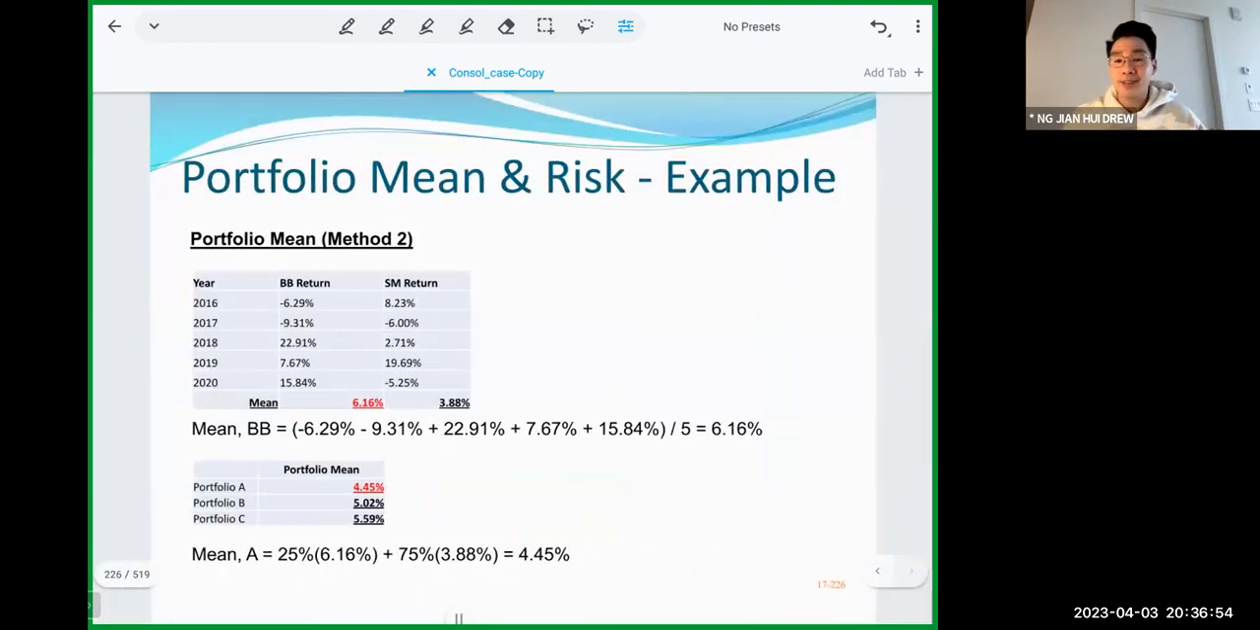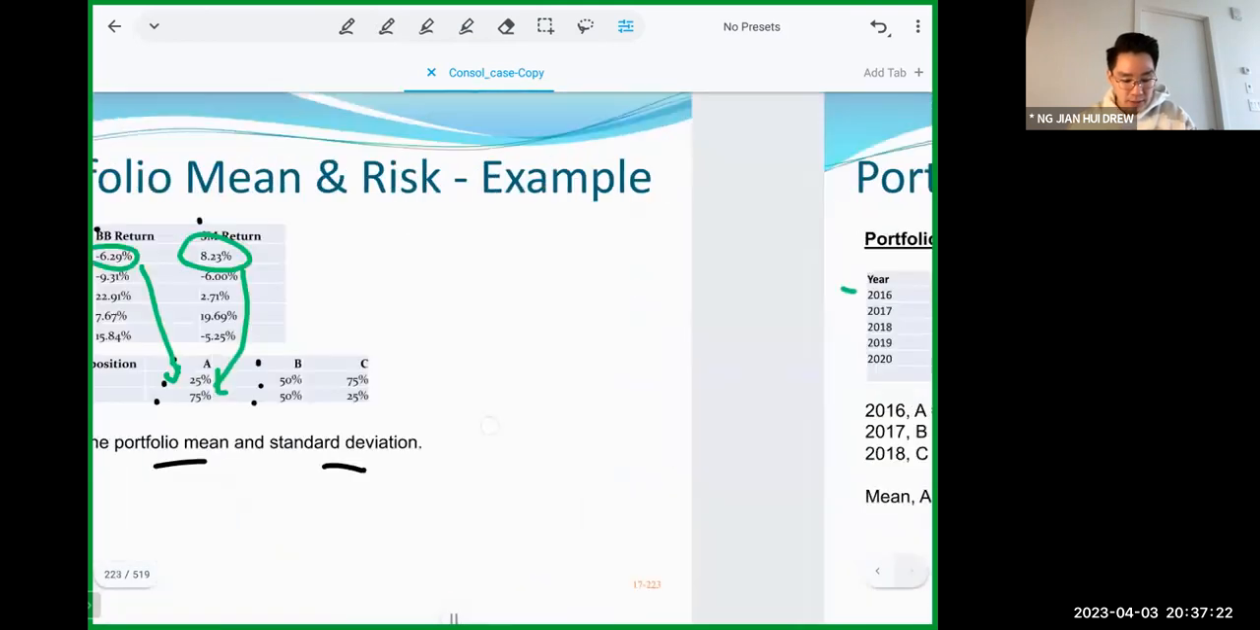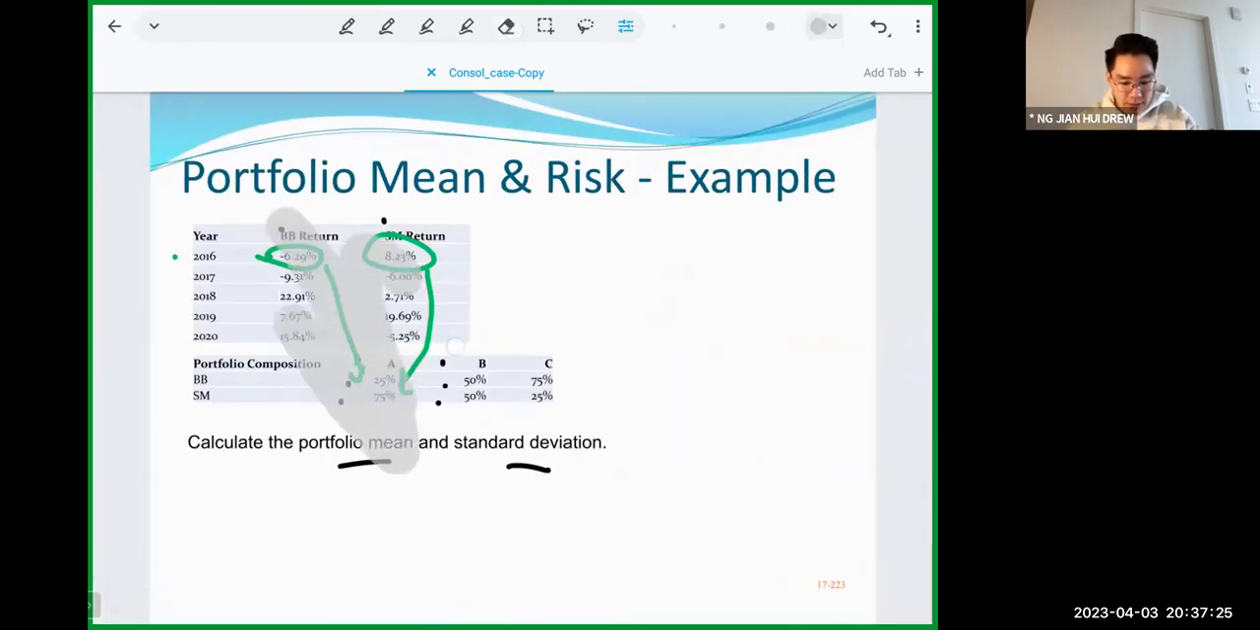Now, let's look at method 2. Method 2, I would like to term it as the finance method. After you look at method 2, you let me know which one you prefer. So in method 2, or AKA the finance method, what do we do here? Remember, we are given the question on the various returns of BB and SM. So let me just go back 2 slides and remove this.